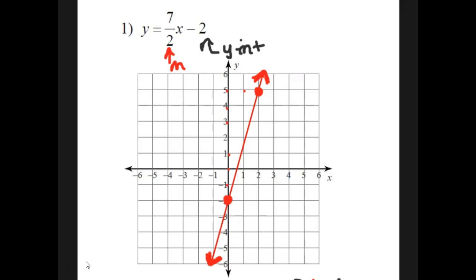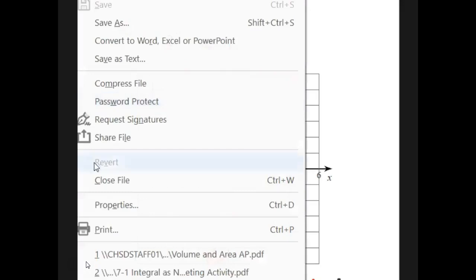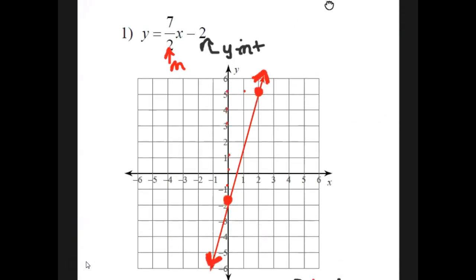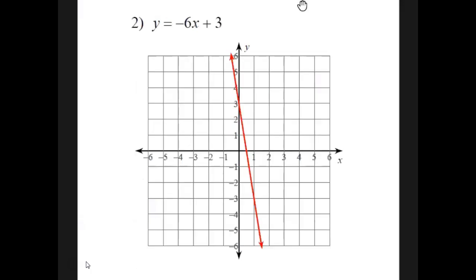This one has answers on it. Okay, number 2. Right, yeah, no, I still have the answers.